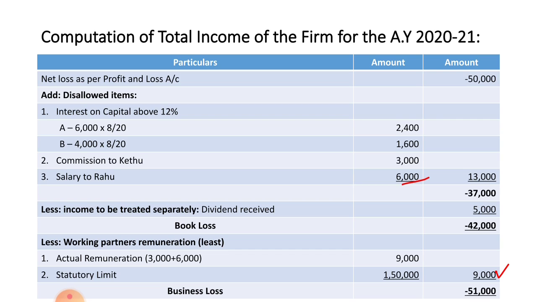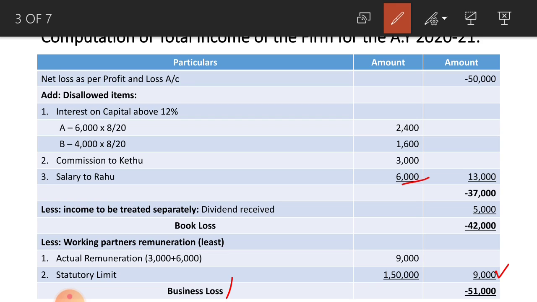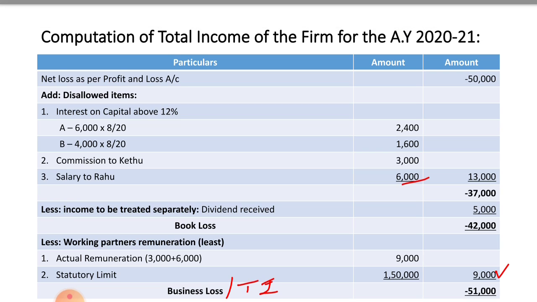Here they asked you to calculate total income. Here total income is nothing but business loss only, because here no other incomes are given. Only one income is there other than business income, that is dividend received. Here dividend received is exempt under income from other sources, because you have to consider it as dividend from a domestic company. So here business loss itself is the total income of the firm. This is business loss or total income of the firm. You can write like this. Okay, so this is the problem.